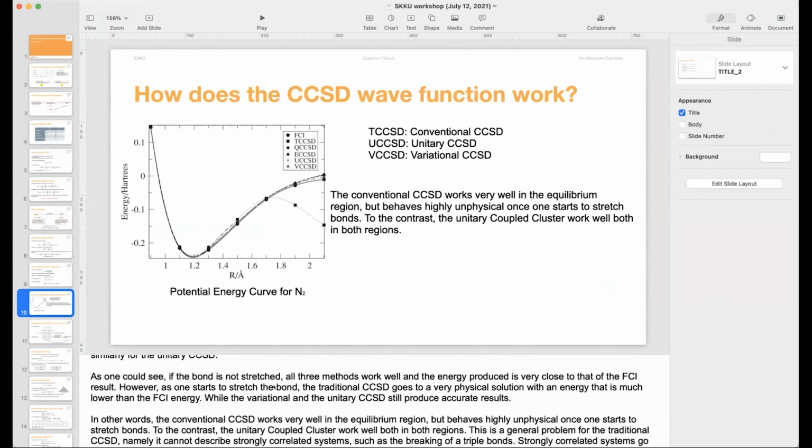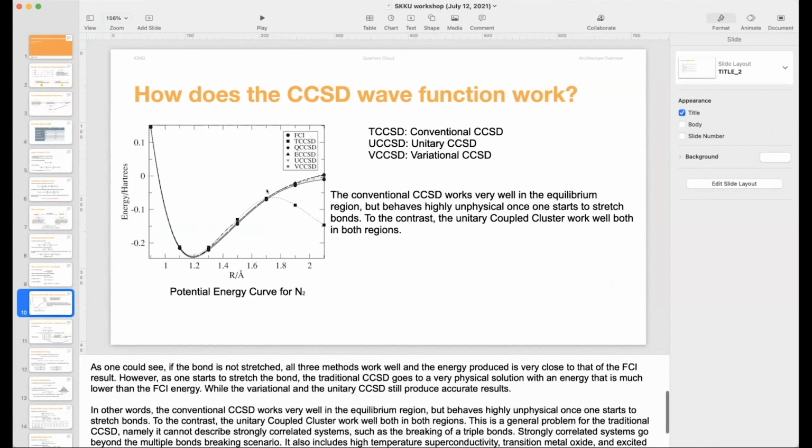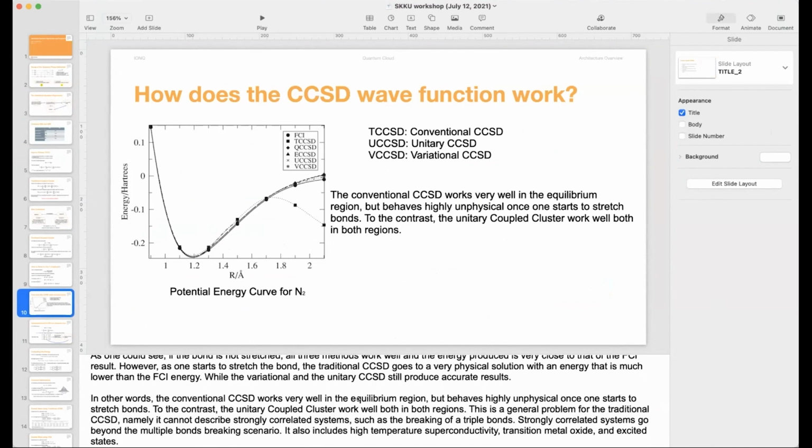So in other words, the conventional or the traditional CCSD works well in the so-called equilibrium region where the bond is not stretched, but behaves highly unphysically once one starts to stretch bonds. In contrast, the unitary coupled cluster works well in both regions. This is a general problem for the traditional CCSD. Namely, it cannot describe strongly correlated systems, such as the breaking of a triple bond.